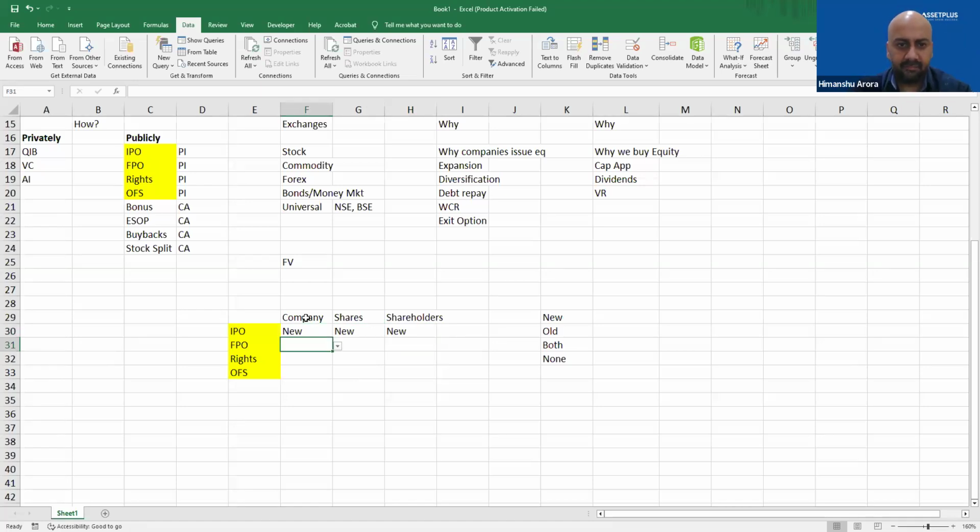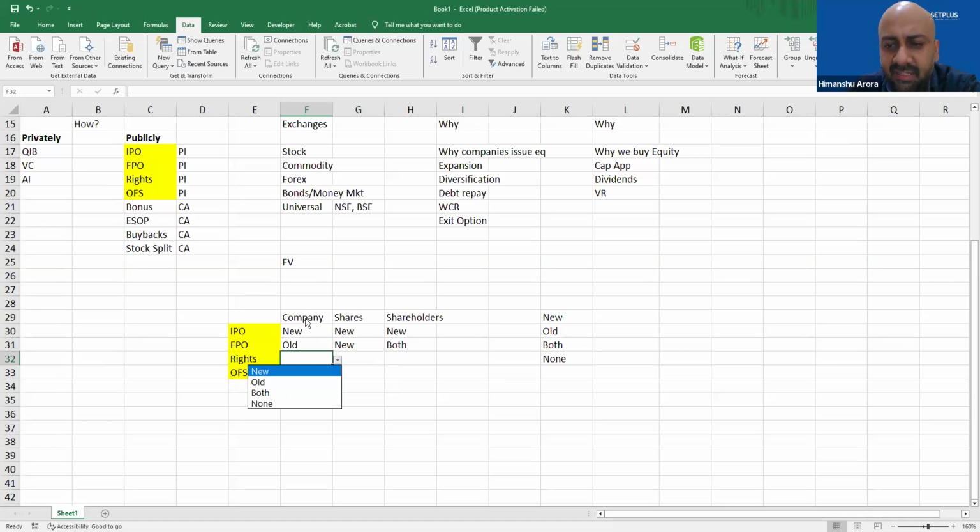Sounds good to everyone? In FPO, the company is certainly old. The shares are new. The shareholders are, actually, it can be both. Actually, it can be both, but then rights is primarily for old shareholders. So let me write here both.